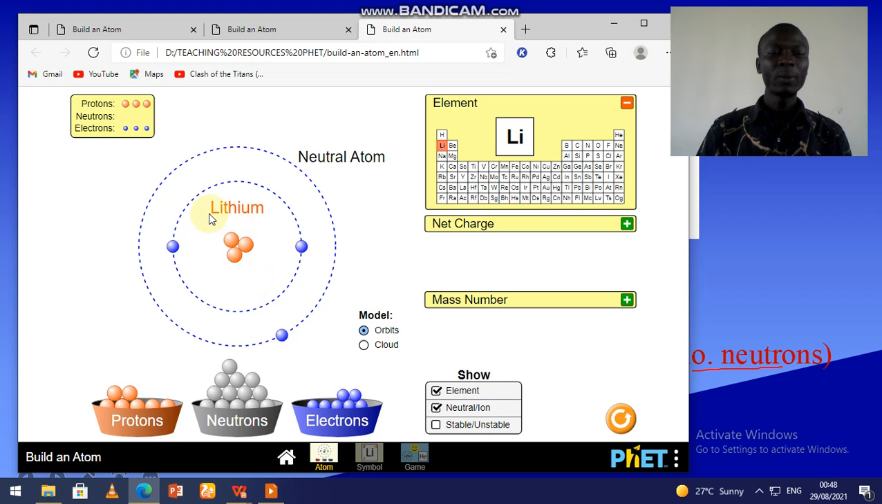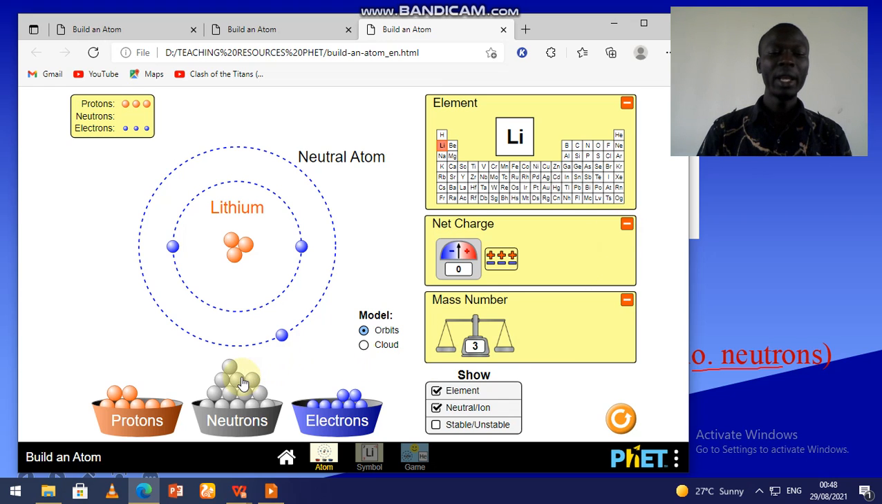So this is a lithium atom, and we are told that this lithium atom is neutral. Why? Because the number of protons is equal to the number of electrons. Now, how many neutrons did we say are in this lithium atom? We said that there are 4 neutrons. So these are neutrons: 1, 2, 3, and 4.